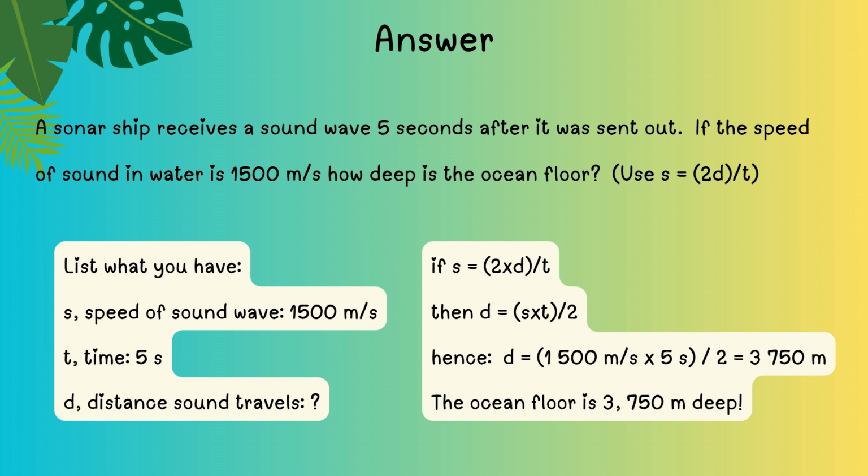3,750 meters deep. Okay, and the reason why we divide by 2 is simply because the sound wave makes the distance twice. It travels to the floor and back. So we want to get the actual distance of the ocean floor by dividing the distance that the sound wave actually traveled by 2.